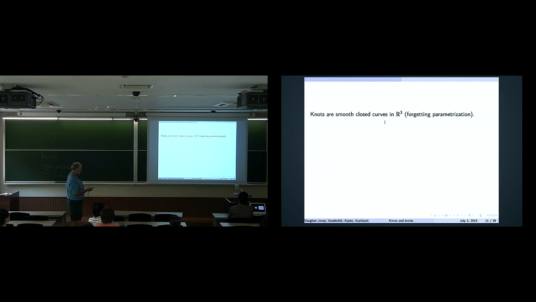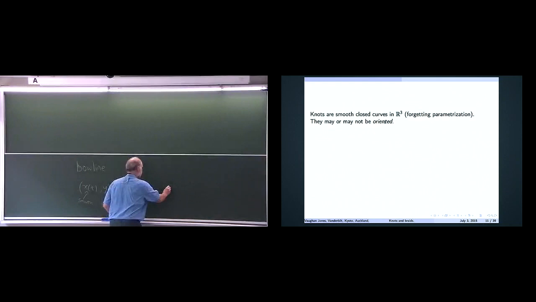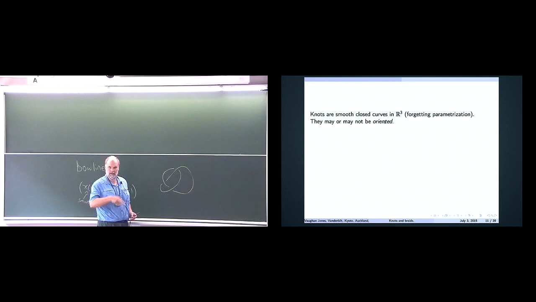Now, they may or may not be oriented. If you have a knot, so here's a knot, then you can make it into an oriented knot. Orientation simply means a direction, a way of going around. So you can just put an arrow on the string, and that gives you a picture of an oriented knot.